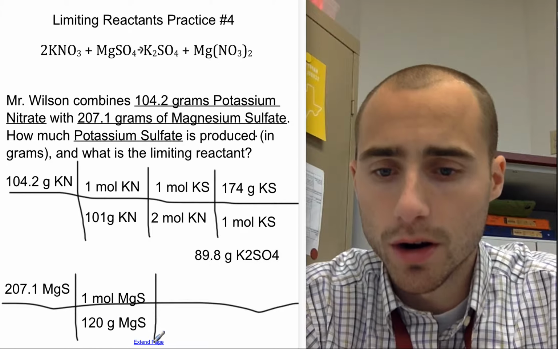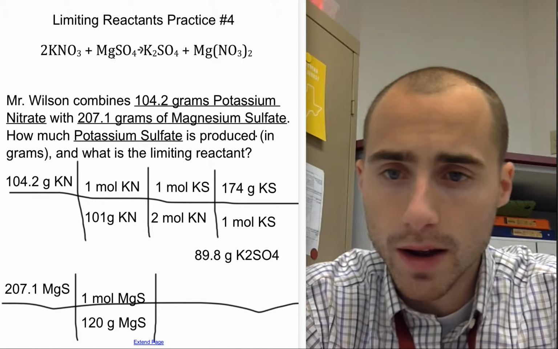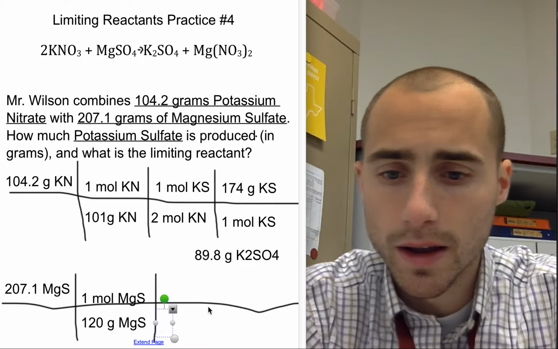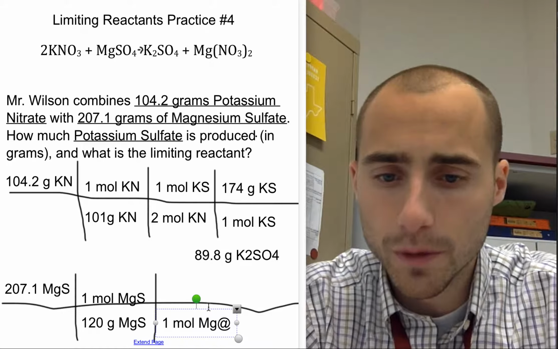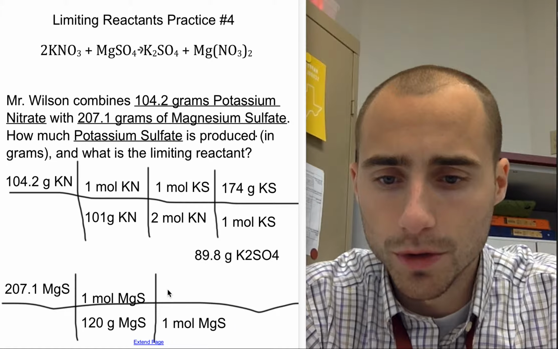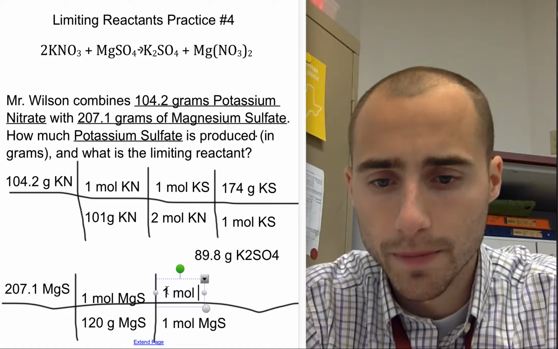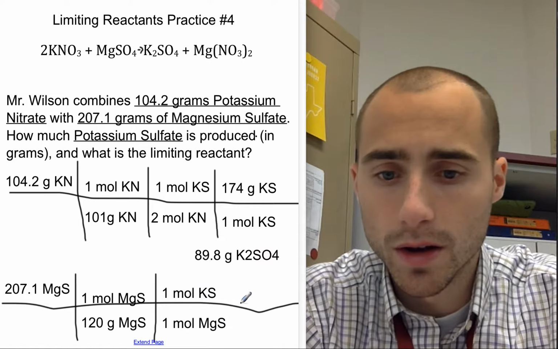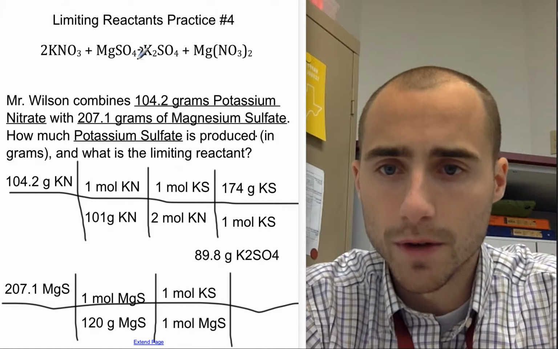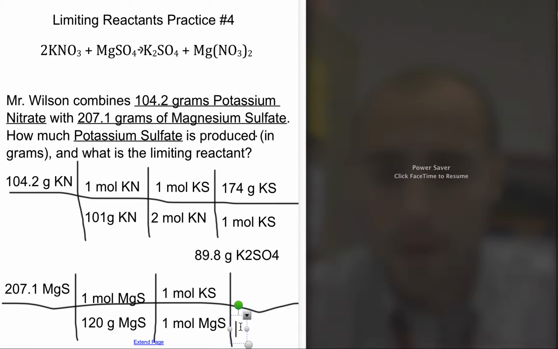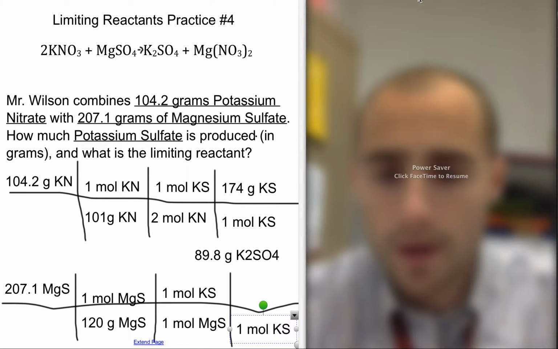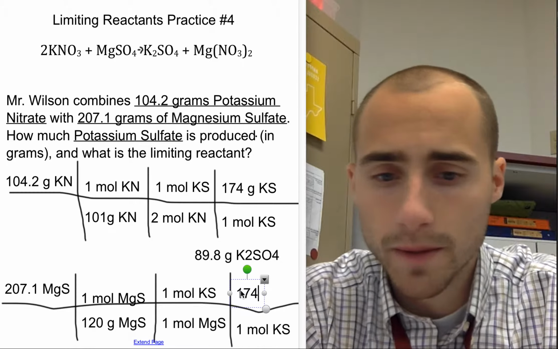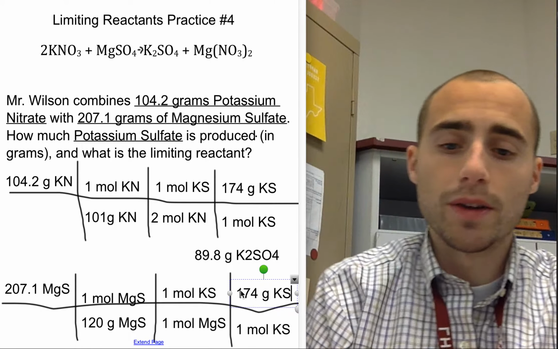And now we have to use our mole-to-mole ratio that I would get from up here. There's no coefficient in front of magnesium sulfate, no coefficient in front of potassium sulfate. Therefore, 1 mole of magnesium sulfate is equal to 1 mole of potassium sulfate, because there's no coefficient. So that is why it is 1 on both. And then we convert using the same conversions as we did over here. 1 mole of potassium sulfate is equal to 174 grams of potassium sulfate. And then we multiply straight across and divide.